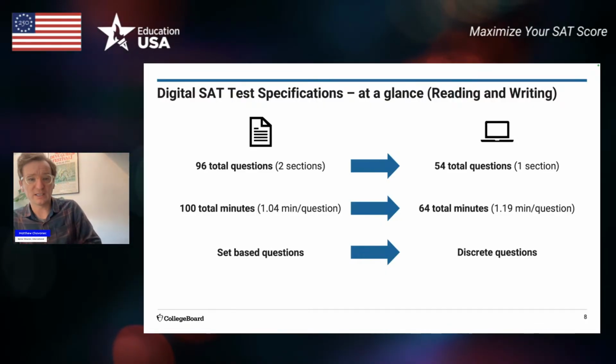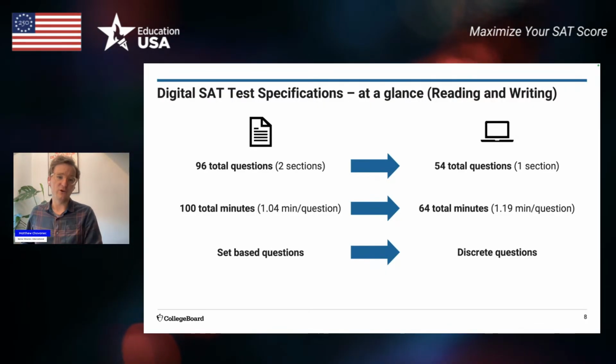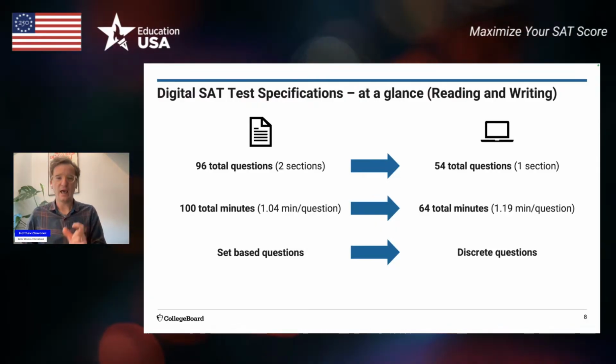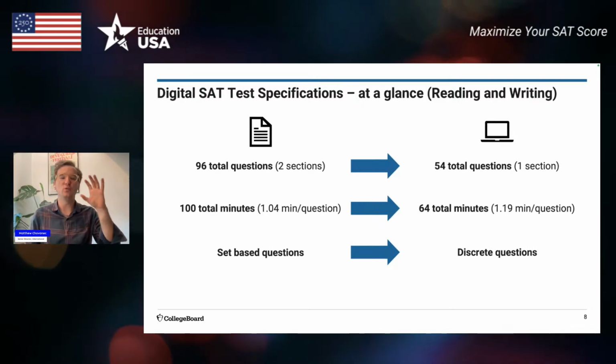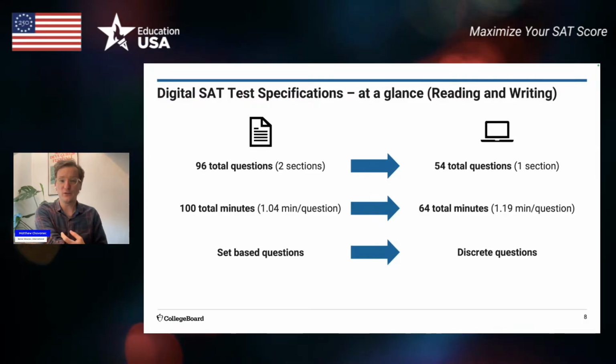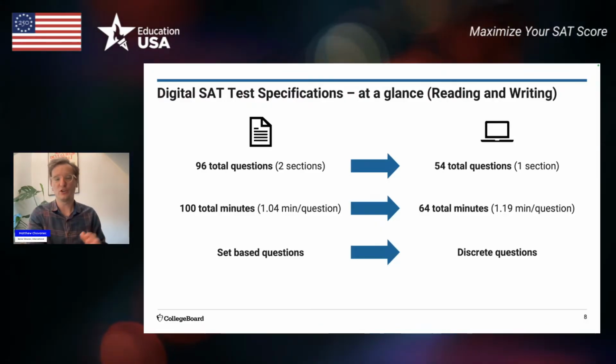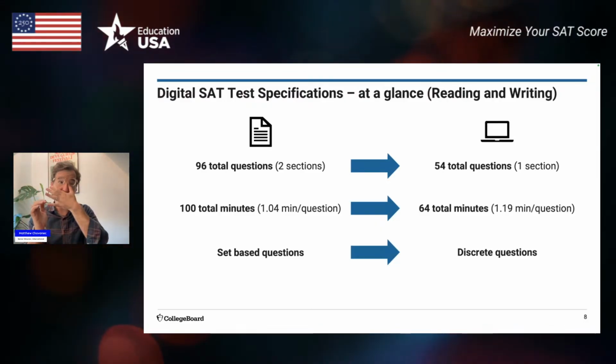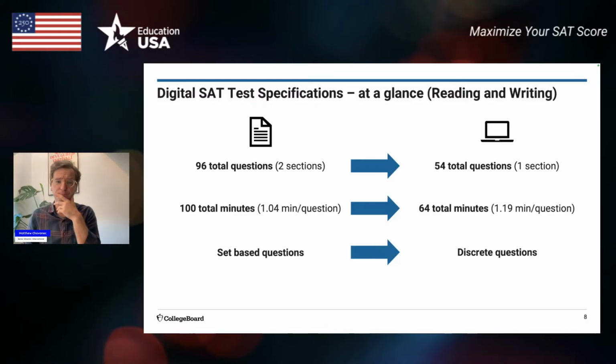The reading and writing section has 54 questions, and you do that in just over about an hour. And those questions are discrete, which means every question and answer on the test is going to correspond to one text. And that text is usually pretty short, about a few sentences or one paragraph, so that you can see everything at the same time. So everything on your screen will be presented at one time.